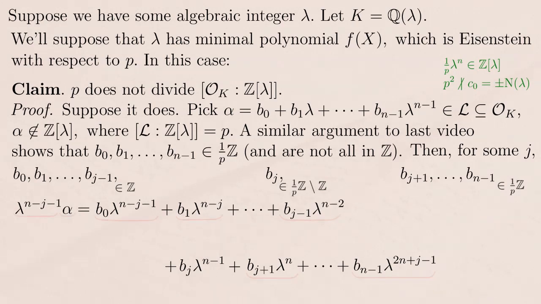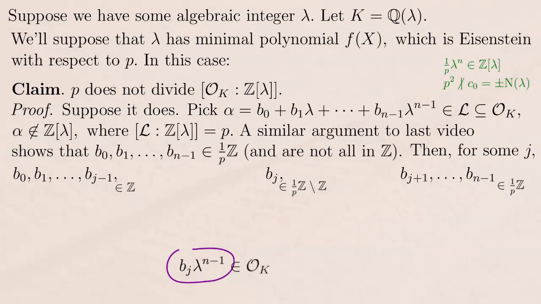So finally, the only term we haven't dealt with is this one, b sub j lambda to the n minus 1. And we could rearrange this equation to write b sub j lambda to the n minus 1 in terms of all the other algebraic integers here using just addition, subtraction, and multiplication. So because algebraic integers form a ring, b sub j lambda to the n minus 1 must be an algebraic integer too.